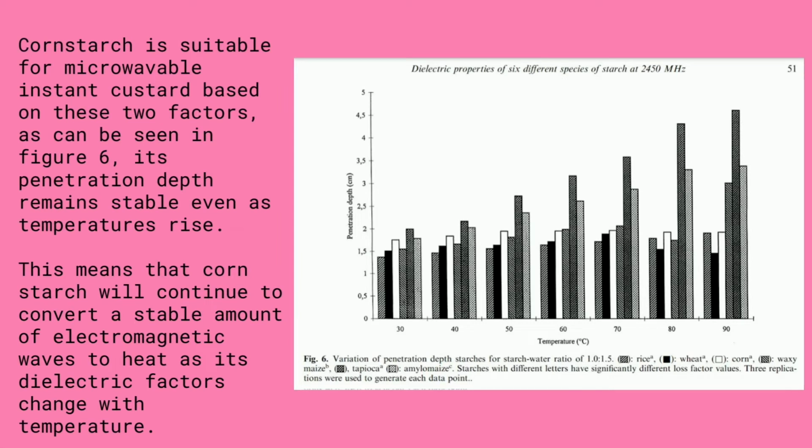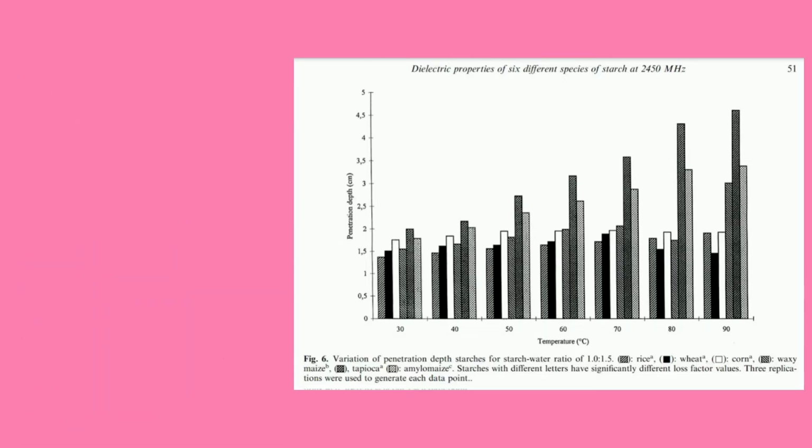So with those two factors in mind, we can say that cornstarch is suitable for making a microwavable instant custard powder, as its penetration depth, as you can see in this figure here, will remain stable even as temperatures rise. This means that cornstarch will be able to continue to convert a stable amount of electromagnetic waves to heat, even as its dielectric factors shift a little bit with the temperature changes.